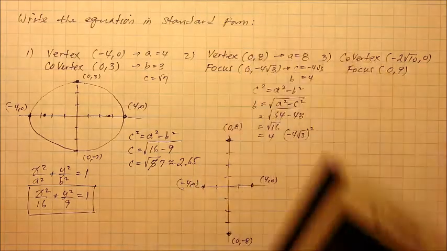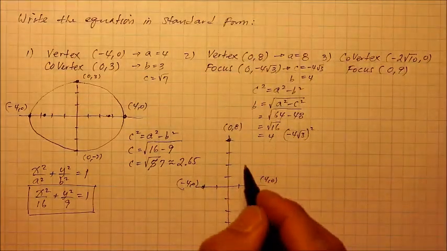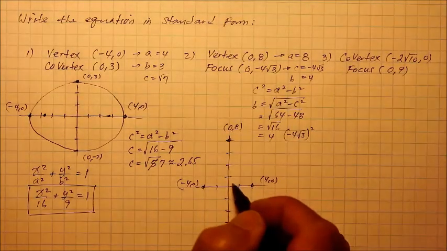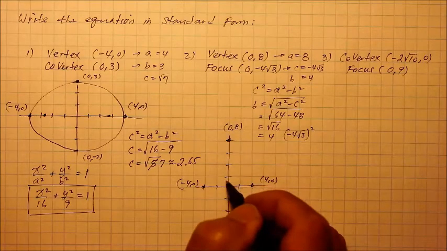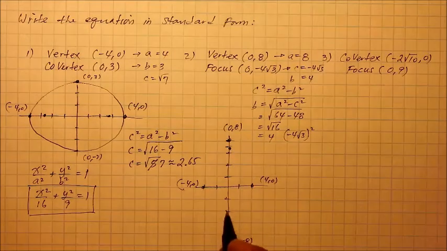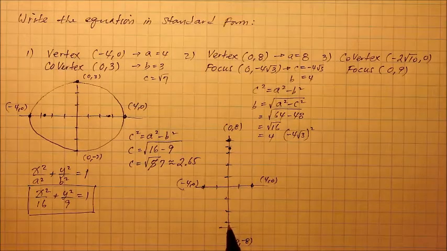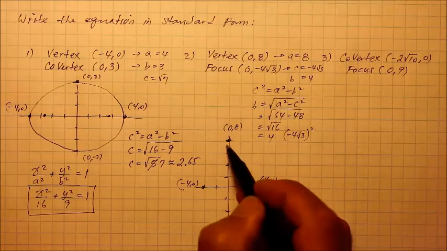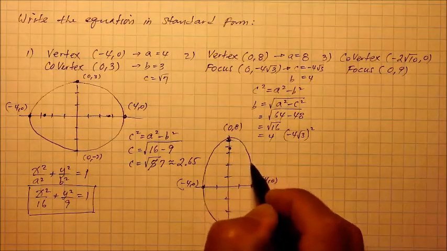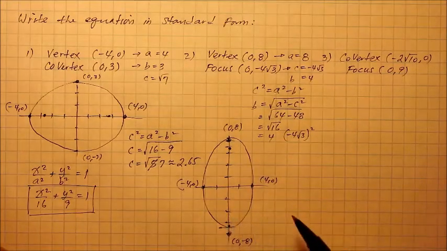6.9 approximately. So since we have a vertical major axis, the foci will be on that same axis. 2, 4, 6. Here's a 7. Then 6.9 must be somewhere over there. And now I could draw my ellipse. Looks like a football, getting ready to be kicked.